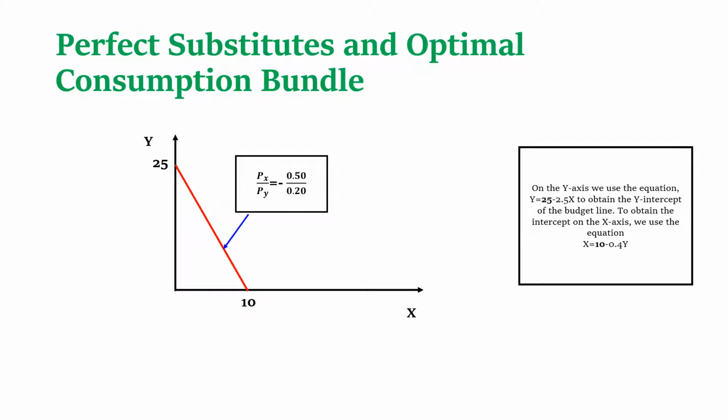So 10 there is the value of the intercept term on x. So we put 10 down there. We connect those 2 points. We have the budget line. So remember, the slope of this one is what? Minus 0.5 over 0.2.